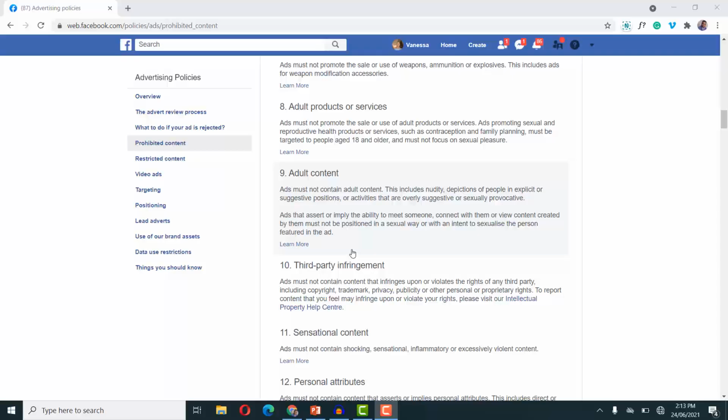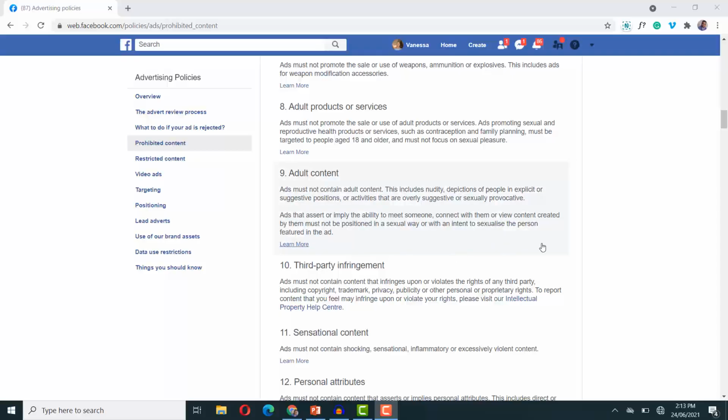So you don't want to use ad creatives or videos that show nudity or people who are taking a sexual pose, or trying to generate attention. It's not allowed. Then we have third-party infringement.